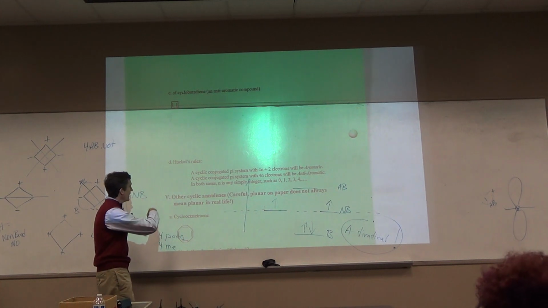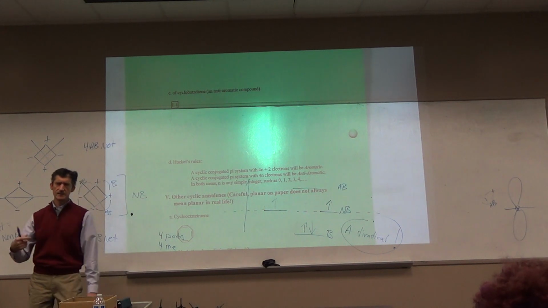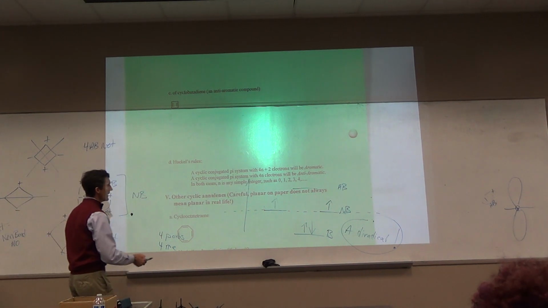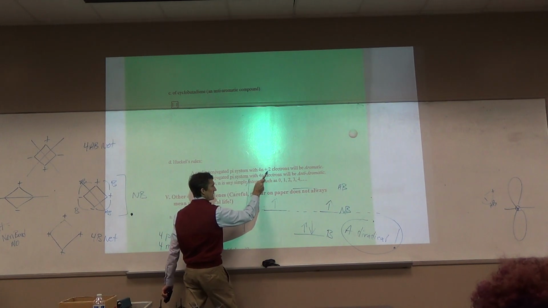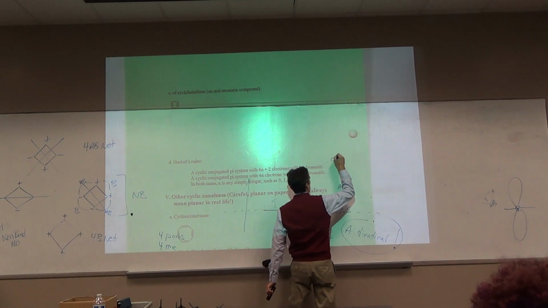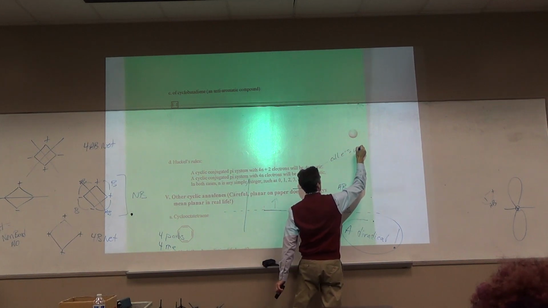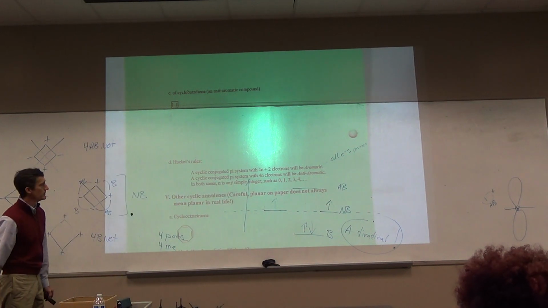And Huckel, after doing lots of these, said, I see something consistent here. A cyclic conjugated pi system with 4n plus 2 electrons will be aromatic. All electrons paired in the MO.